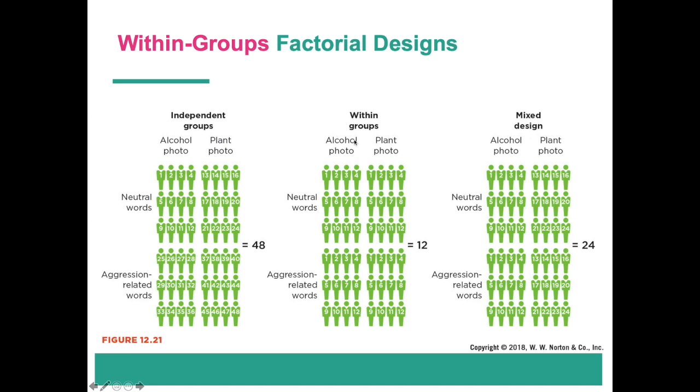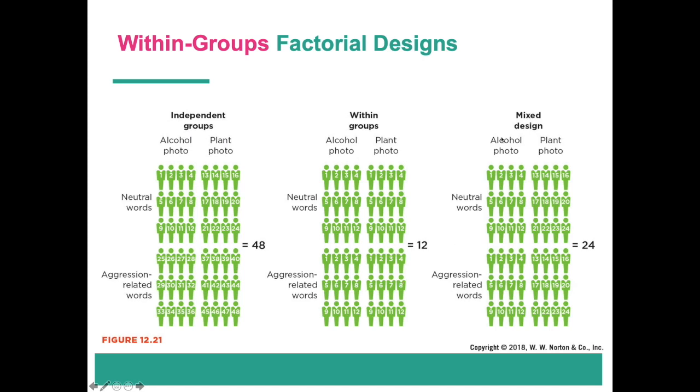On the other hand, within groups, you could do the same 12 in every group. So you could have 1 through 12 here for neutral words and alcohol, photo. Same 12 for plant, photo, and neutral words, etc. All are the same. So you'd only need 12 individuals, but they would need to do 4 conditions.